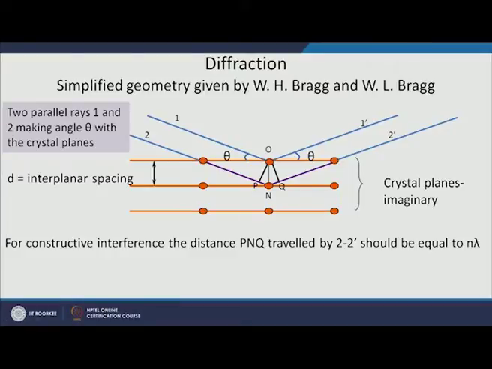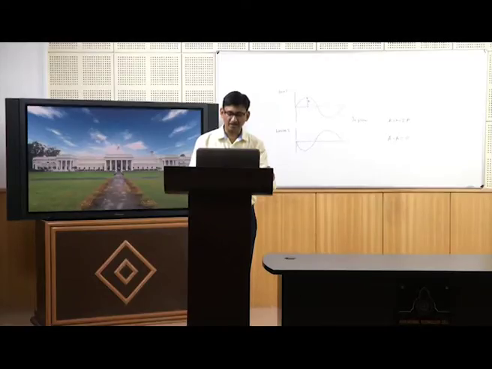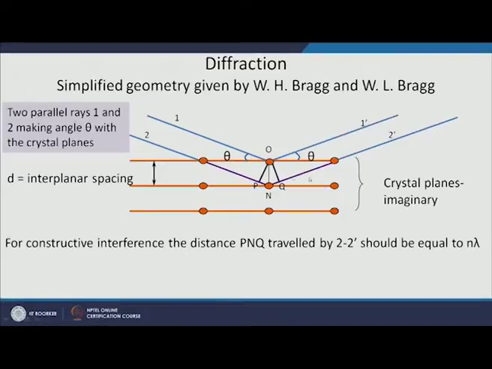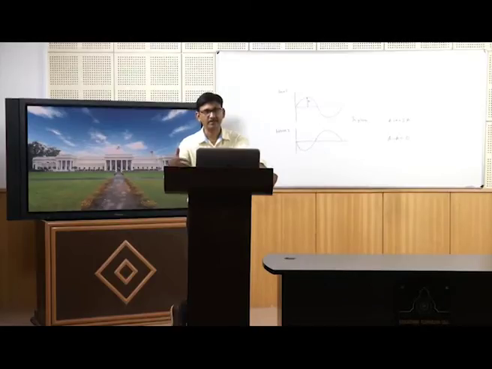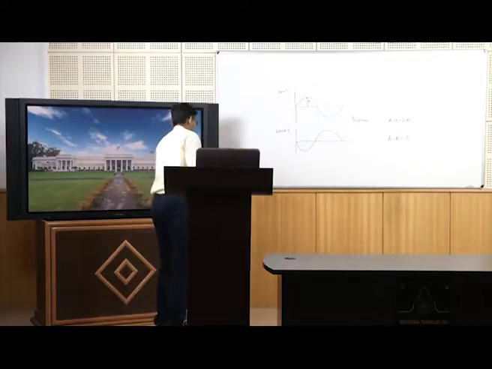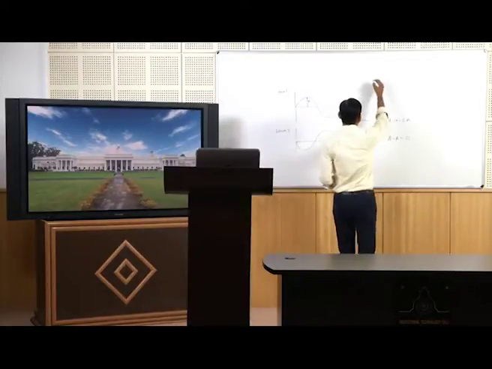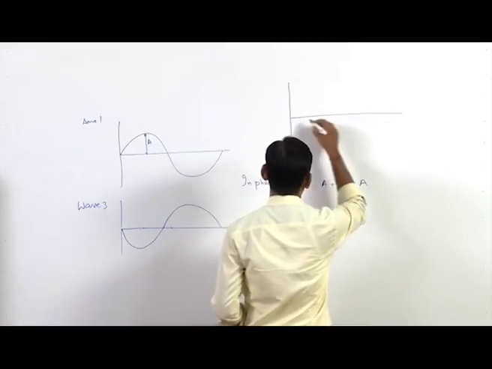So, if they are in phase, they will remain in phase up to this particular plane which is given by OP. If they remain in phase after OQ, then you will have constructive interference. Constructive interference will occur if the distance travelled between P and Q is some integer multiple of the wavelength.